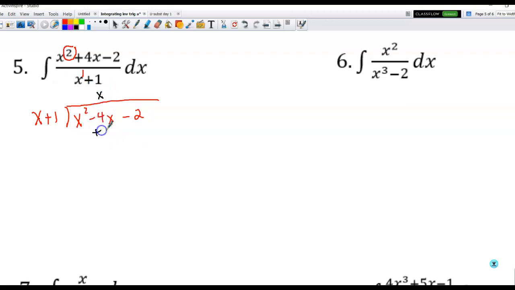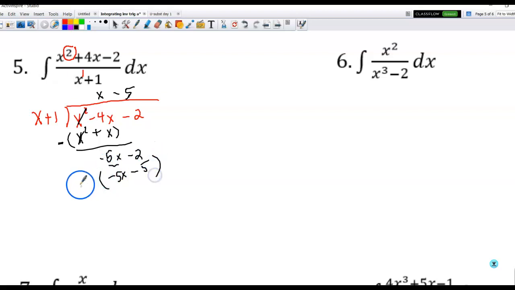Multiply, that gives me plus x, that gives me x squared. And then I subtract the whole thing. Out, out. Negative 4x minus x is negative 5x. Bring down the 2. X times what makes negative 5x? Minus 5. Negative 5 times 1 is negative 5. Negative 5 times x is negative 5x. Subtract the whole thing. Out, out. Negative 2 plus 5 is a remainder of 3.